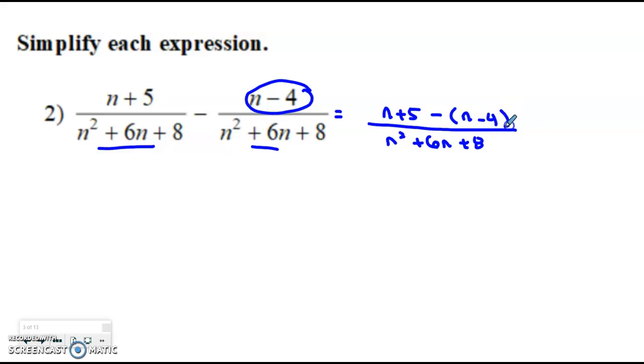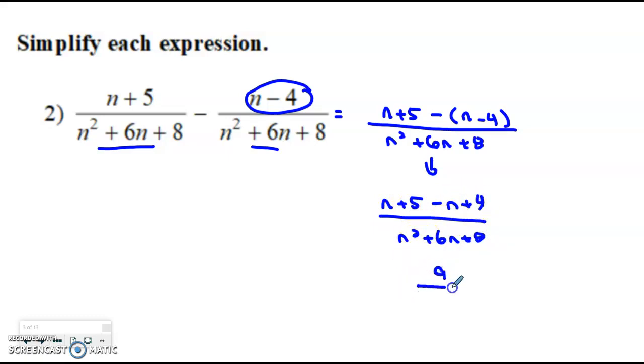So, I'm going to carry this down a little bit. I got n plus 5. Now what I'm going to do is take that minus sign all the way through. Some people do, some people can just do the subtraction in their head. That's okay. And that's going to be over n squared plus 6n plus 8. So right now I got n plus 5 minus n plus 4. If I simplify it some more, I end up with a 9 because the n's cancel each other out. And that's going to be over n squared plus 6n plus 8. That would be your most simplified answer for that one.